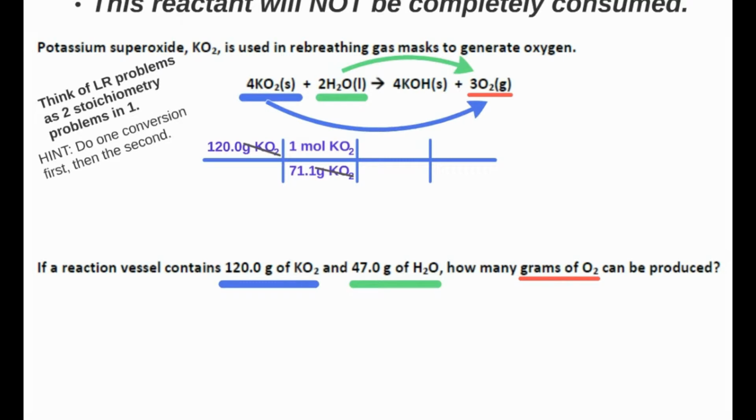The question says, go from KO2 to grams of O2. Well, you can't go right to grams yet, but you can go from mole to mole. And there's your ratio. So put the other mole on the bottom of it. 4 mole on bottom, and then the 3 mole would have to go on top. The reason why is to cancel out the KO2. Everything diagonal will cancel out.